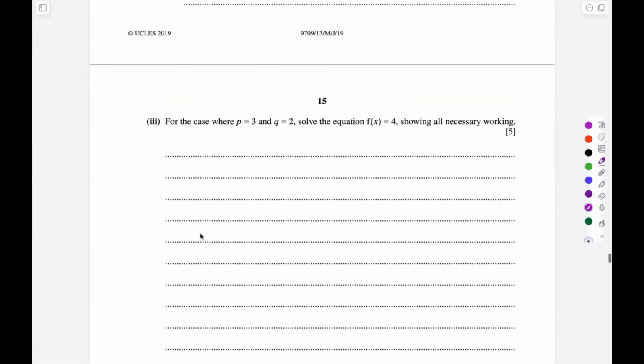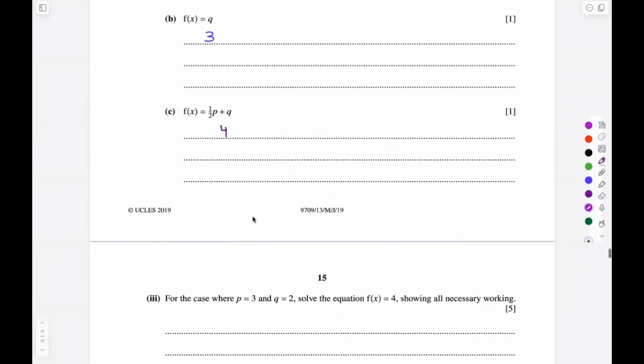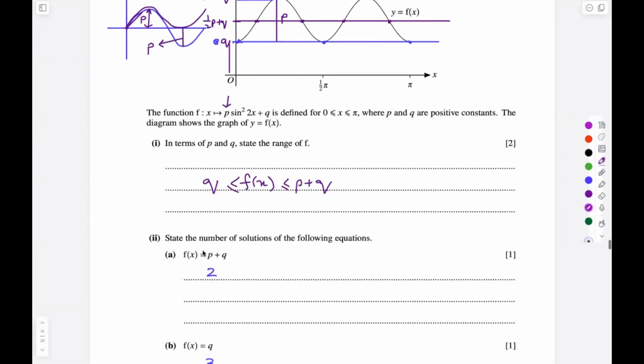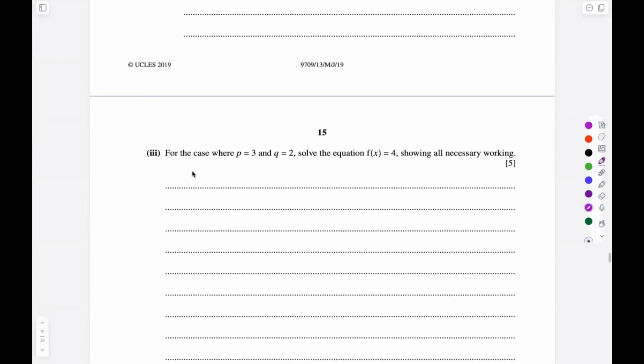In part 3, it says for the case where p equals 3 and q equals 2, solve the equation f of x equals 4. Now the expression was p sine squared 2x plus q. So p is 3, so this will become 3 sine squared 2x plus q. So q is 2, and that is equal to 4. Simplifying this, sine squared 2x will be equal to 4 minus 2, which is 2. So sine squared 2x will be equal to 2 upon 3.